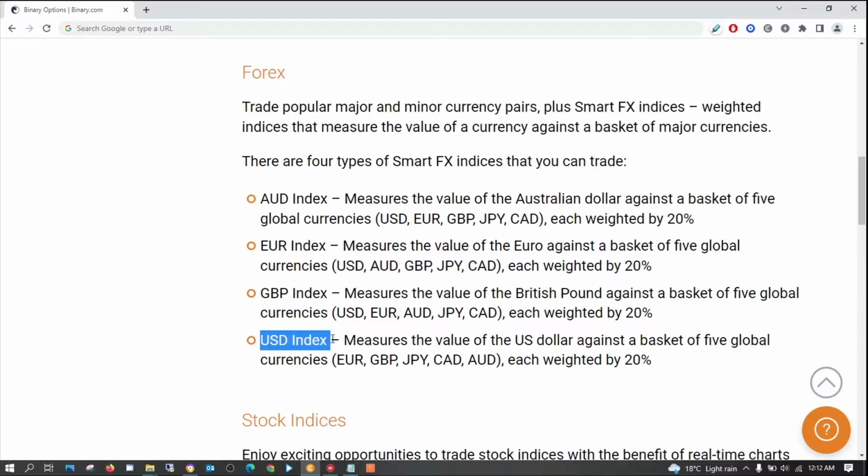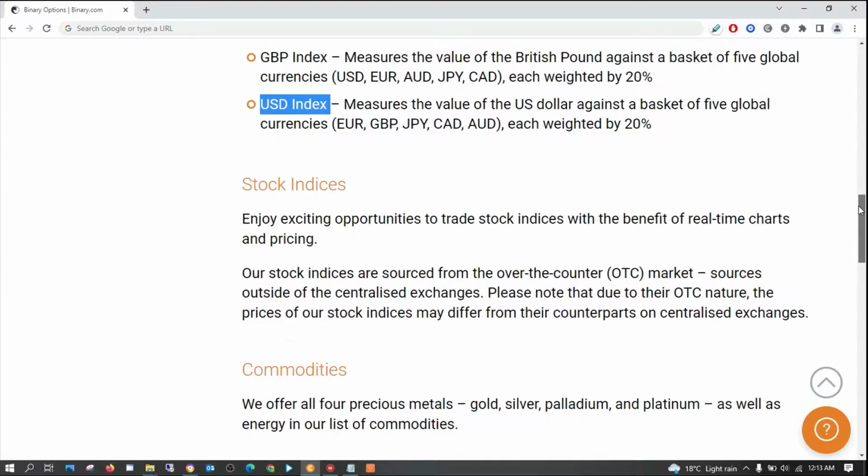And then you have the USD index. So the types of smart FX indices that you can trade on are the AUD index, the Euro index, the Great Britain index, and the USD index. We don't normally have a CAD index, because for CAD they can still use the USD index.